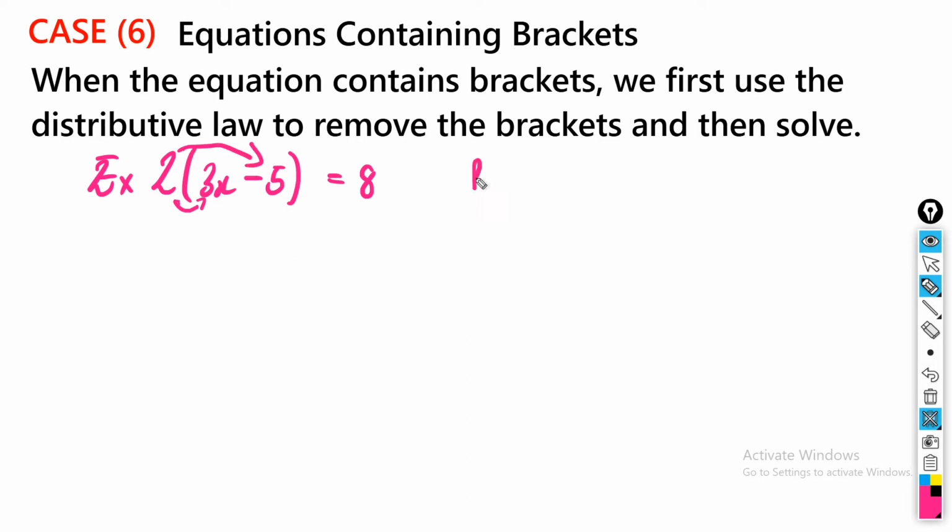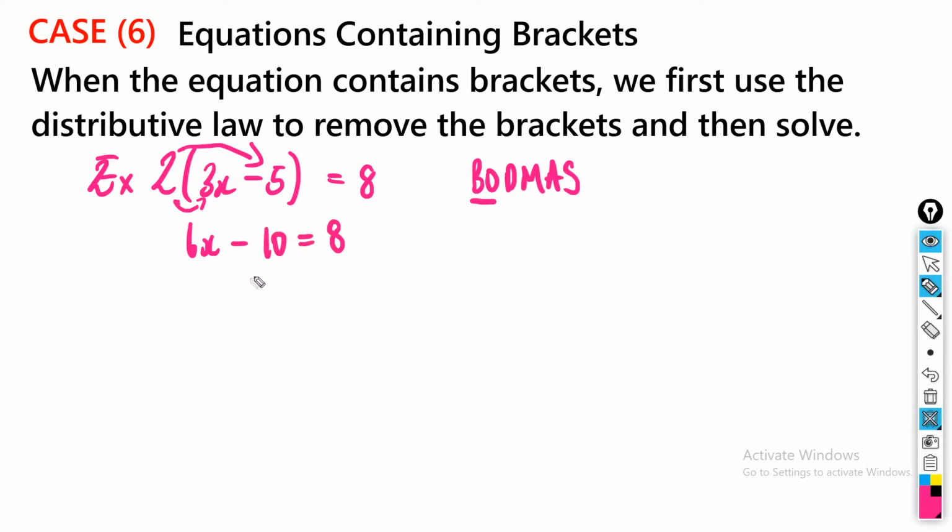We'll follow the BODMAS rules, right? Or BODMAS. I like to use BODMAS. And we'll do what's in the brackets, then of division, multiplication, then addition and subtraction. So we're gonna multiply those two first, do what's in the brackets, and we're gonna end up with 6x minus 10 is equal to 8.